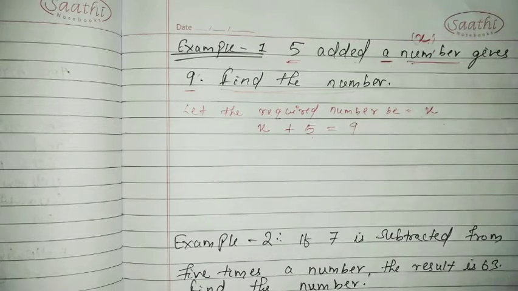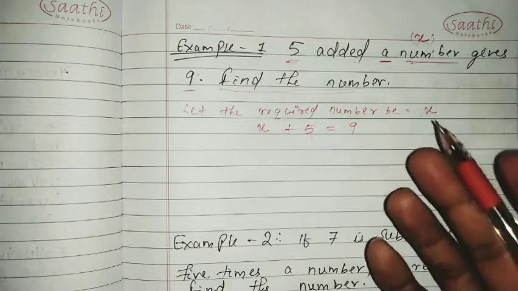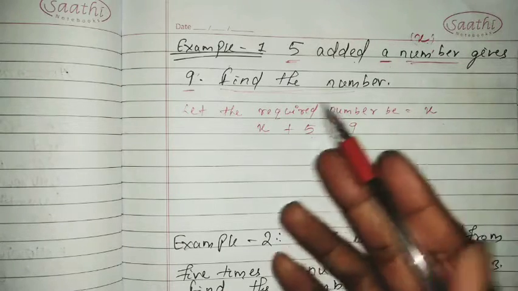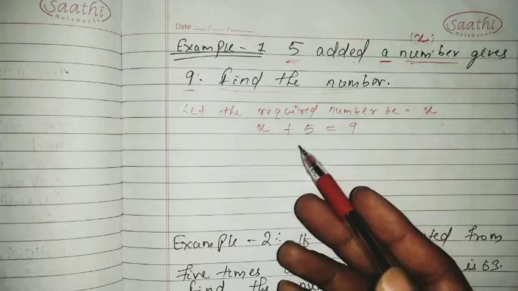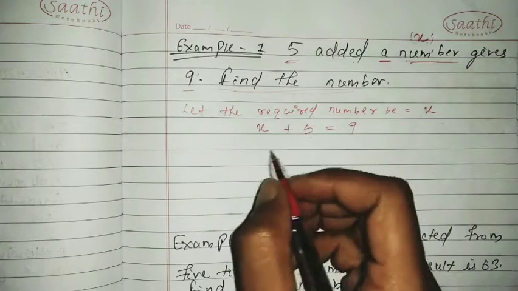Once you have the equation, it is very simple to solve. According to the condition given in the question, I have made the equation: x plus 5 equals 9. Now solve.